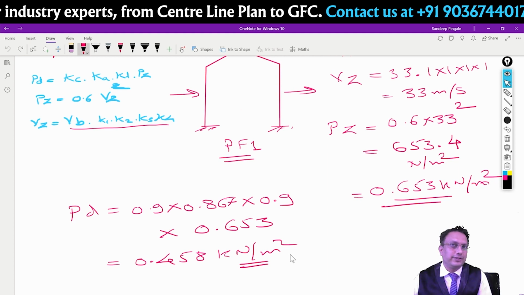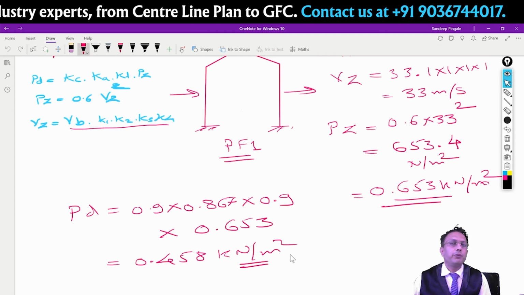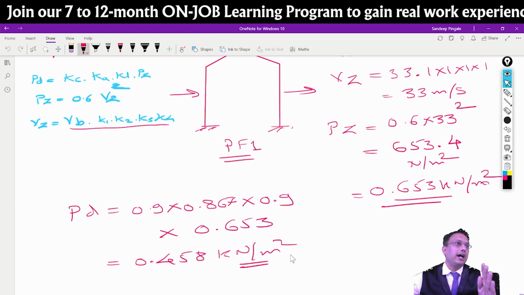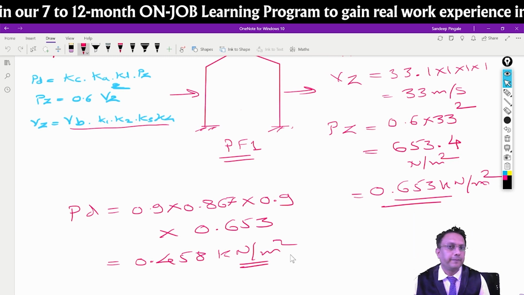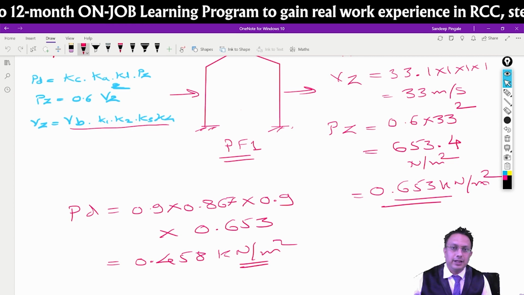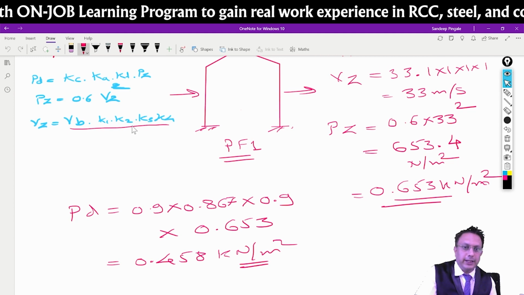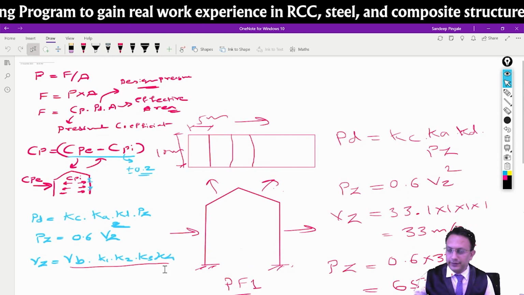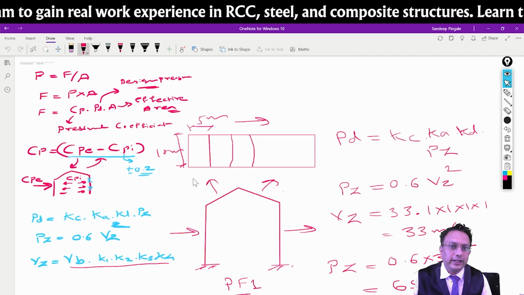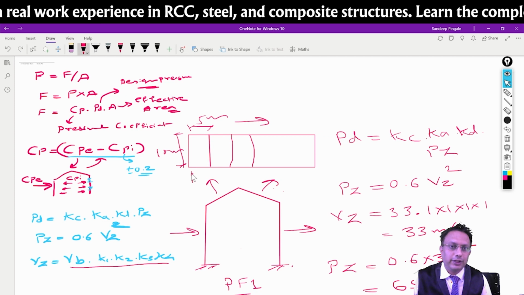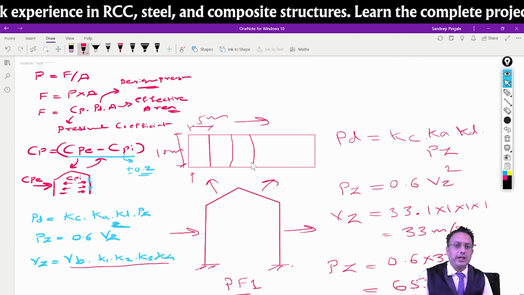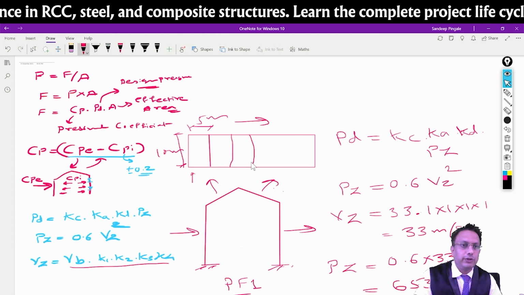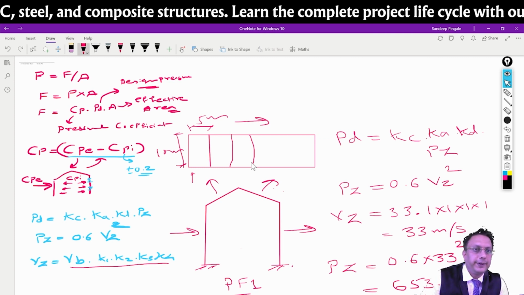So, how do we calculate this? We need to multiply by the influence area and divide by the length. Do you agree? So let's say PD is 0.458, it is acting. Now let's calculate in which particular direction this force is acting and how it is coming and all.